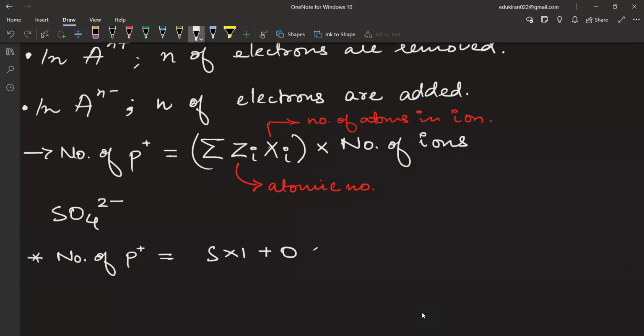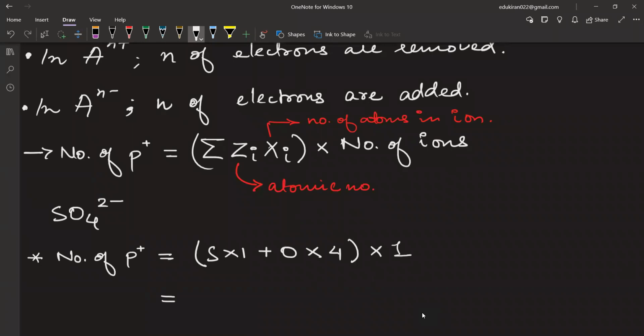Plus, you tell me, oxygen into how much? Oxygen into 4. Very good. Into the number of ions. How many ions do I have? I have only one ion. Yes or no? Correct. I have only one ion. So in SO4 2 negative, it will be like this.